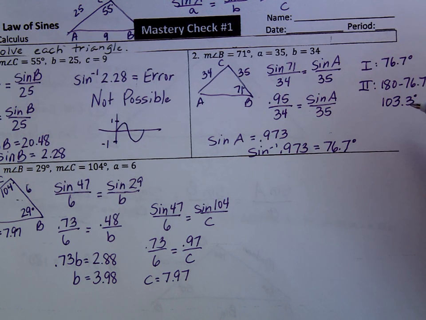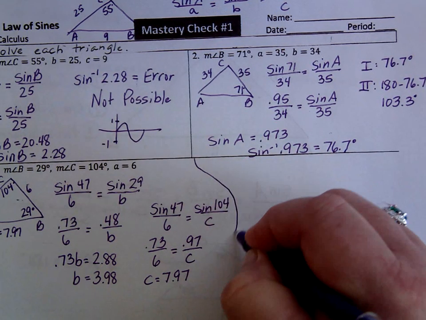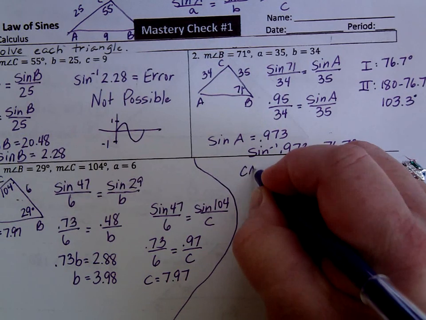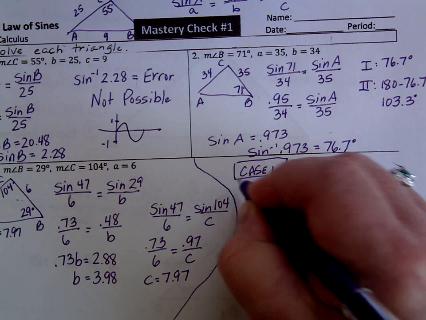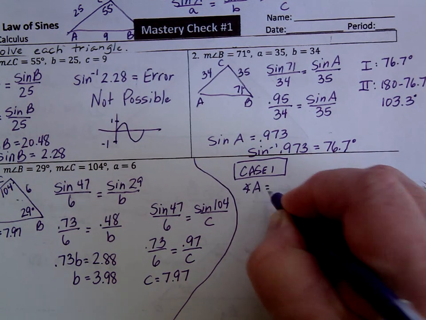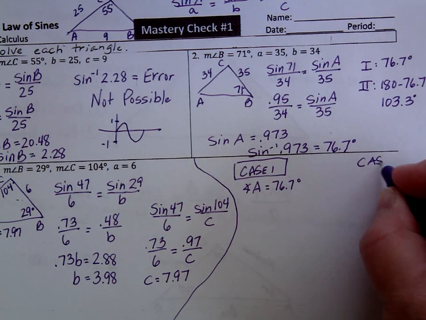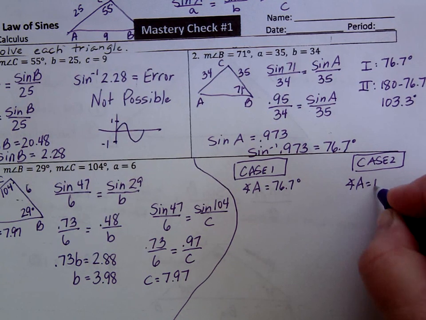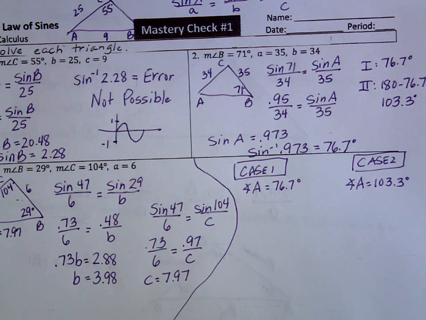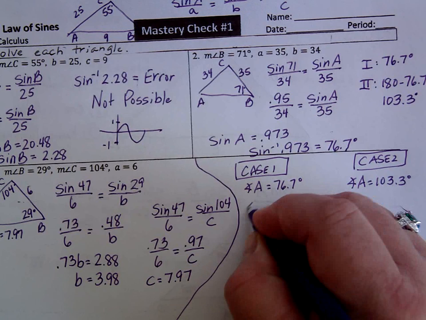So what we have to do is there's two cases. So I'm going to come down here into this space. All right, so case number one could be that angle A is 76.7 degrees. And case number two could be that angle A is 103.3 degrees. It could be one of those two situations. I don't know which one works. So what you're going to do is then figure out what angle C is for each of these.